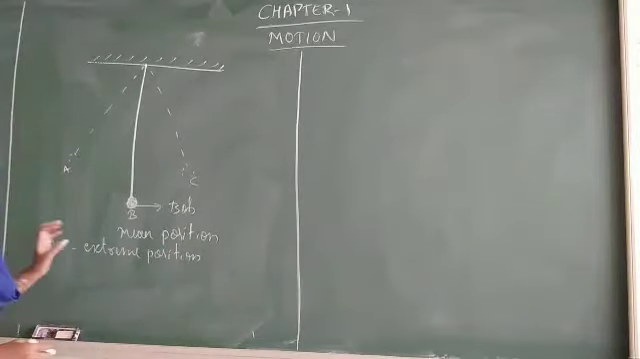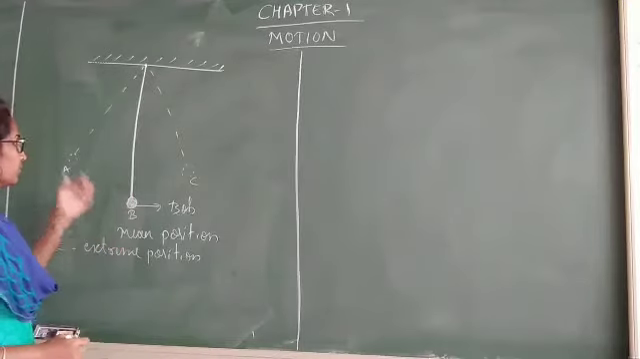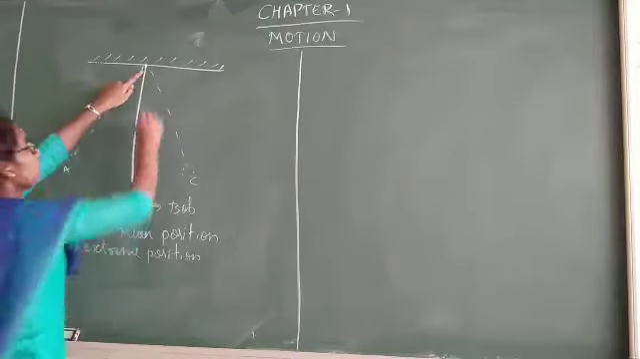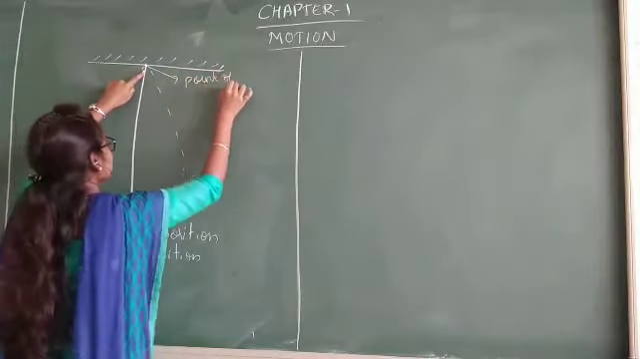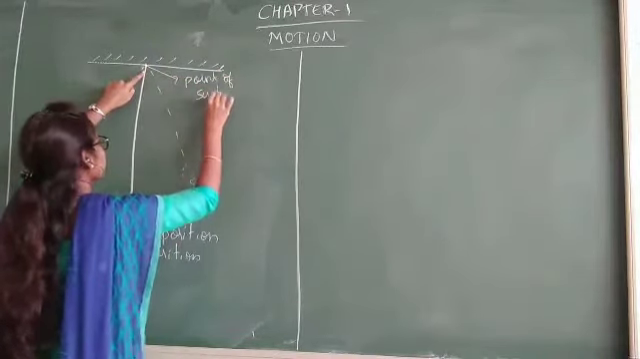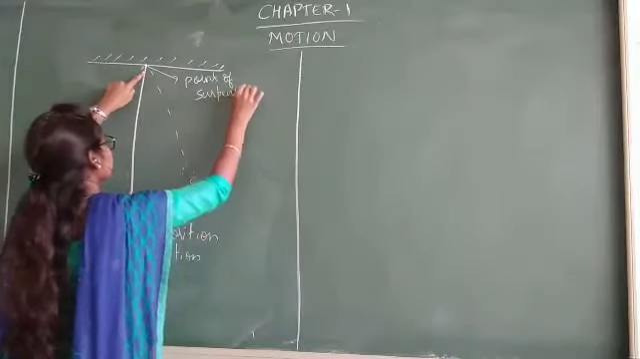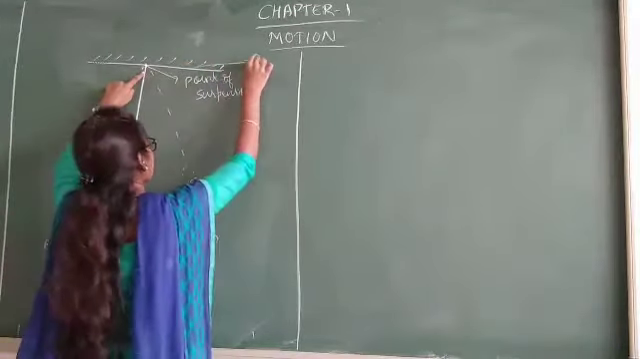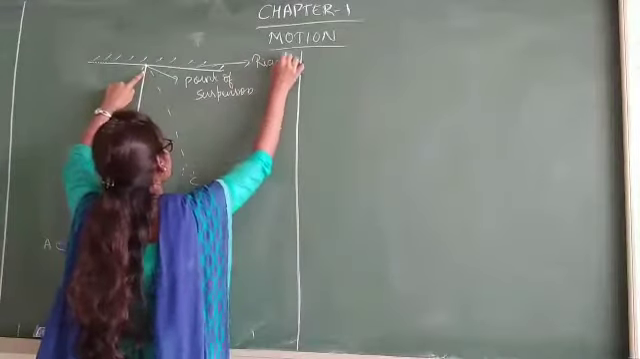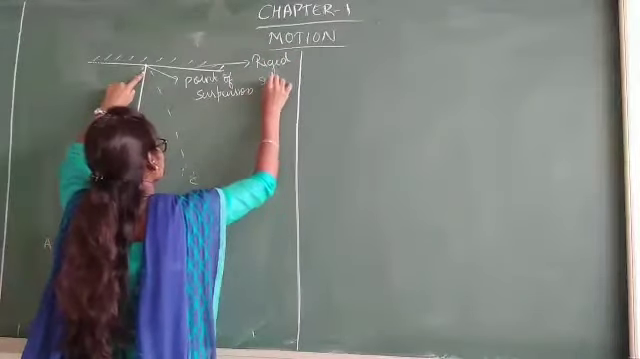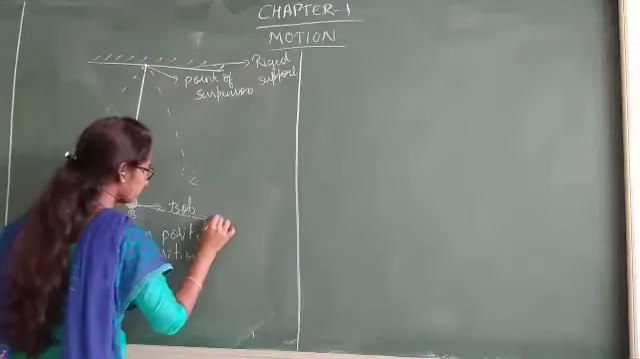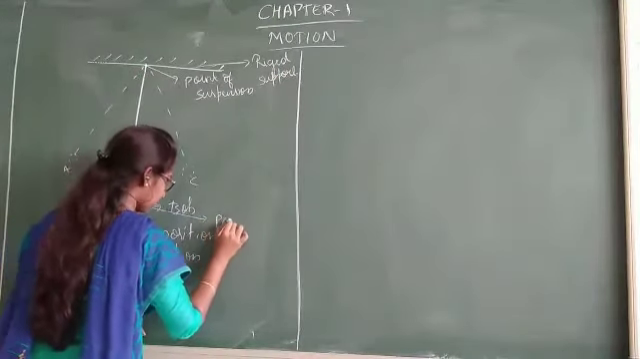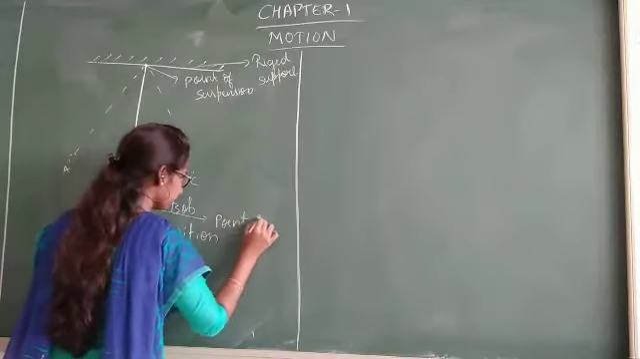So let us see some of the terms related to the simple pendulum. The length between this point is called the point of suspension. And this support is called the rigid support. And this point is called the point of oscillation.